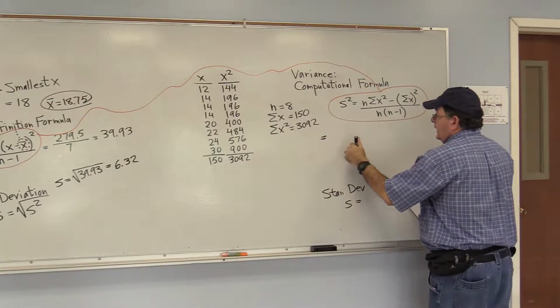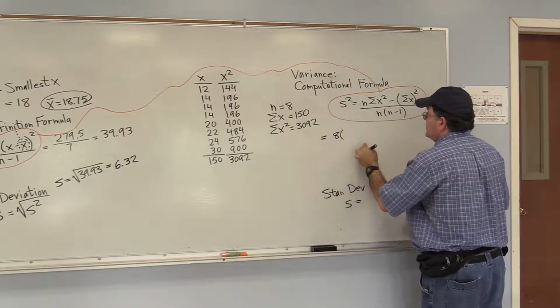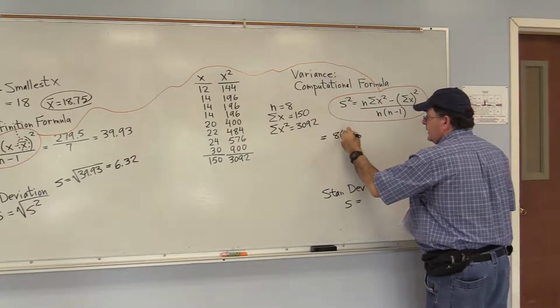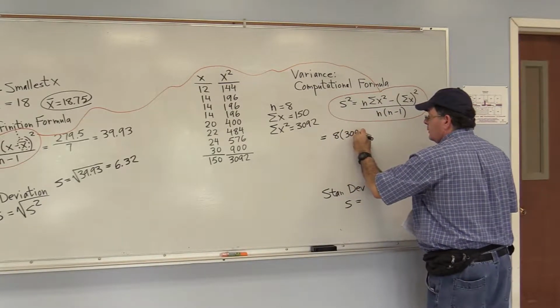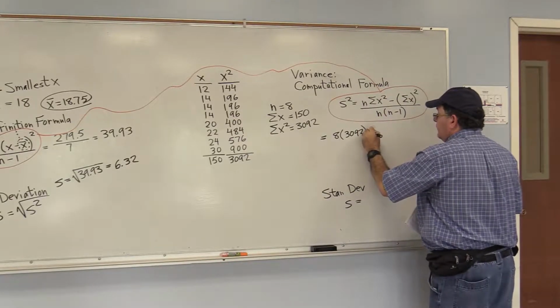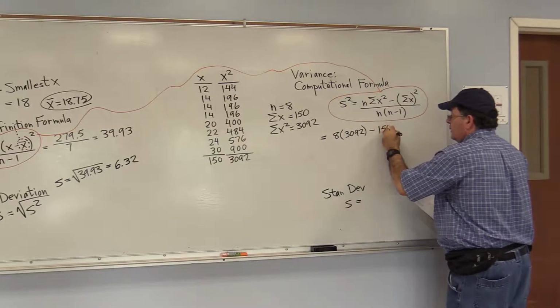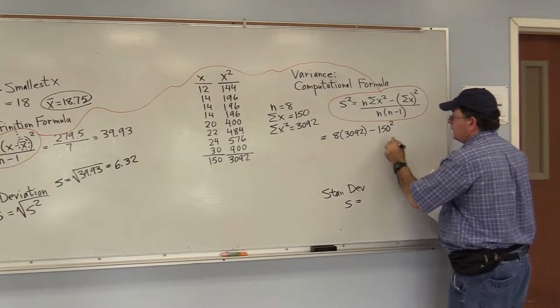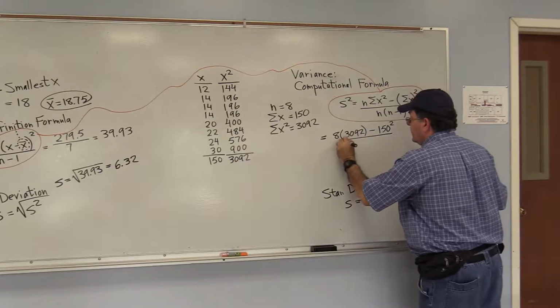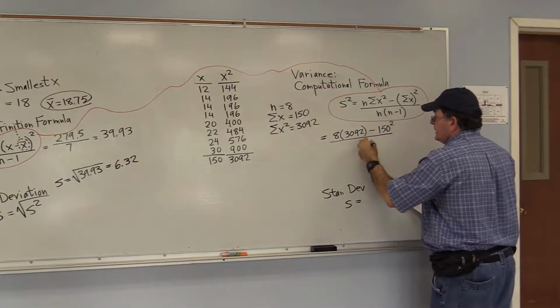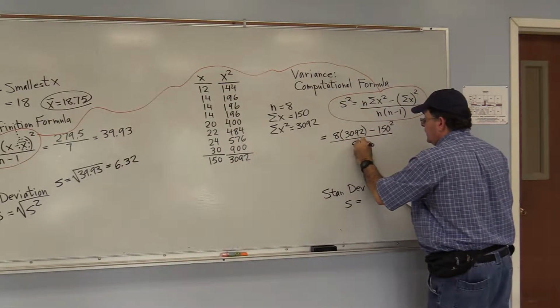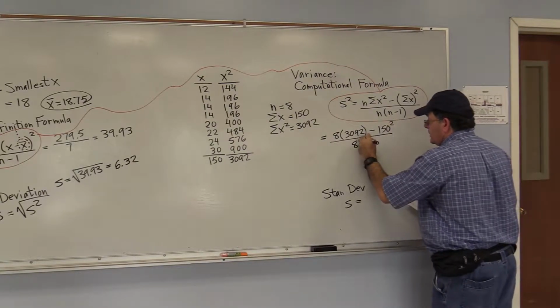So n, 8, times sigma x squared, that's 3,092, minus sigma x, which is 150, squared, all divided by n, which is 8, times n minus 1, which is 7.